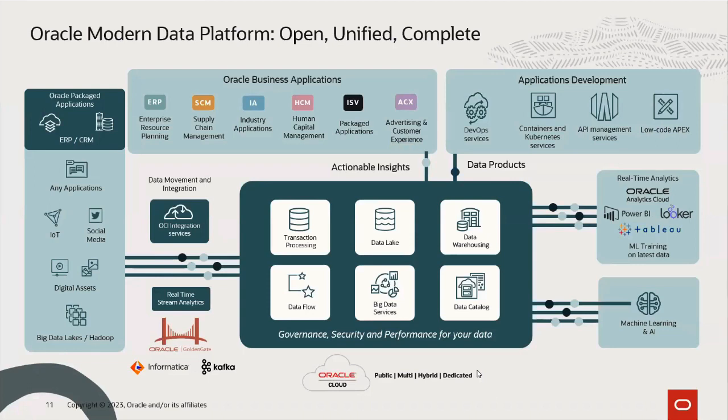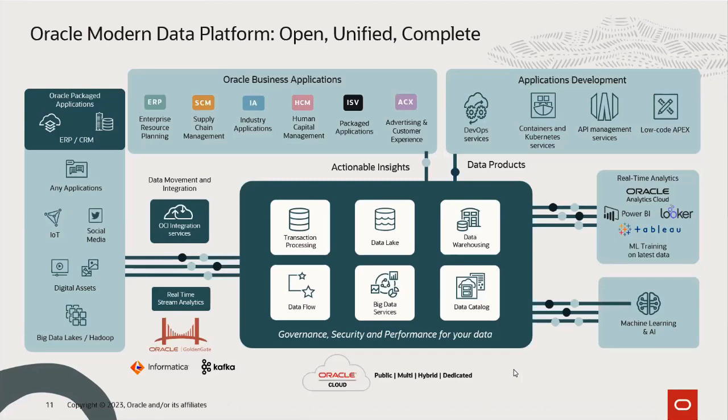Not only that, we also have a full-fledged predictive data analytics interface. We call it machine learning and AI, which has many different flavors like data science and machine learning and all the AI capabilities. And also modern application development with DevOps, shown on the top with Kubernetes and containers, API management and low-code apps.